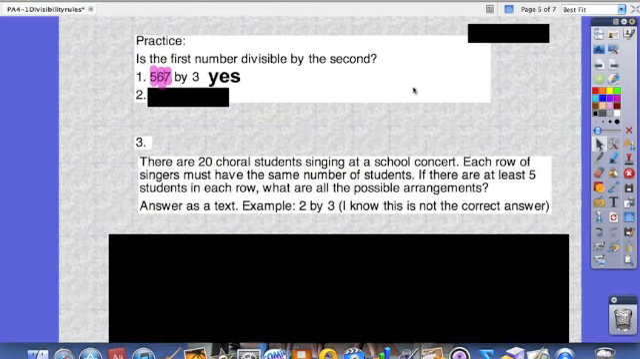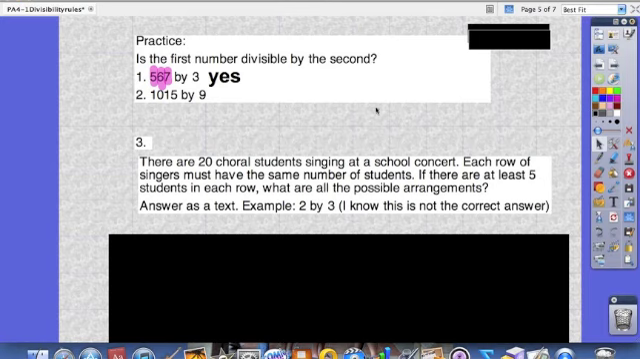Pause the movie and put this example problem into your notes and try number 2. You will get it checked by your teacher.